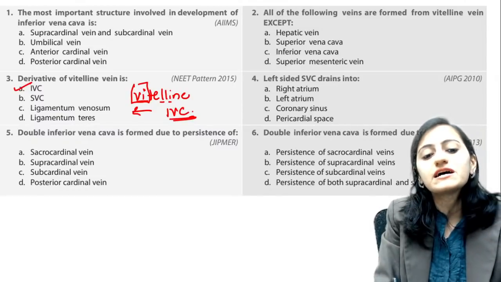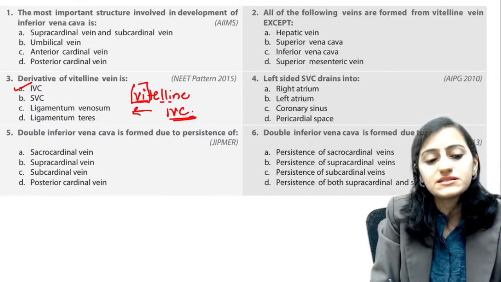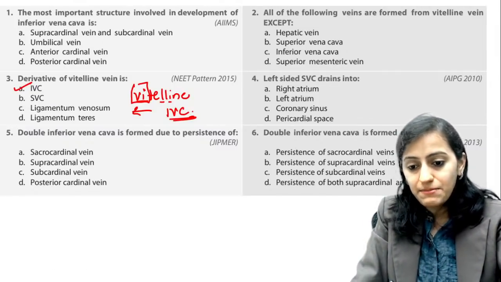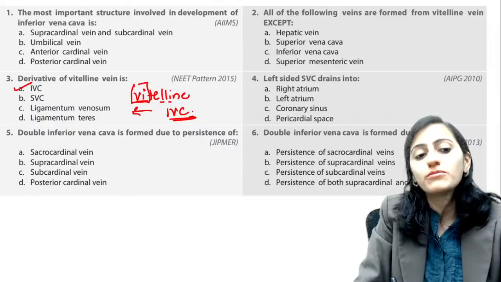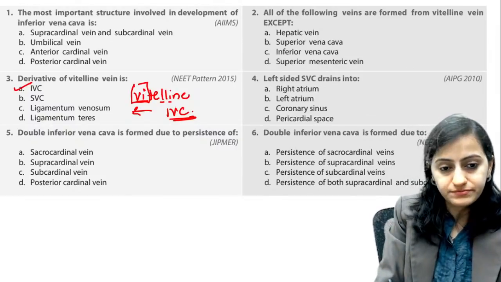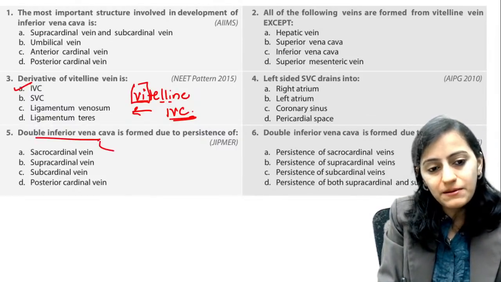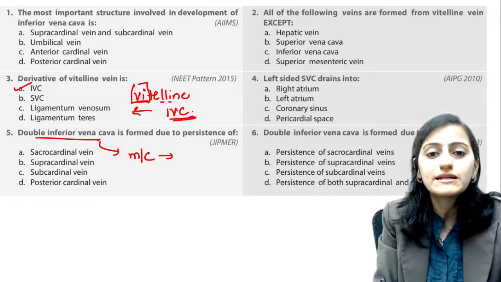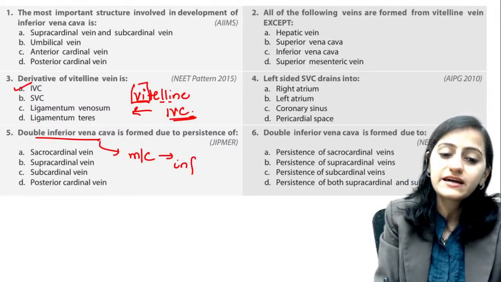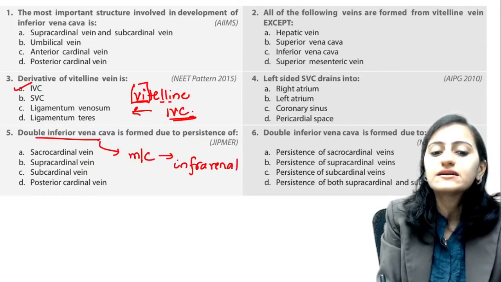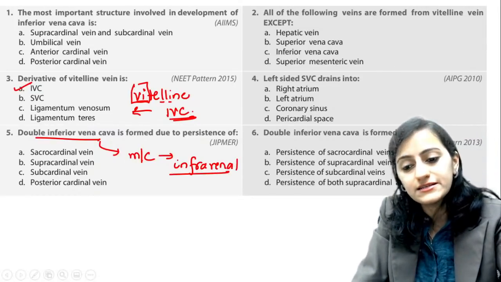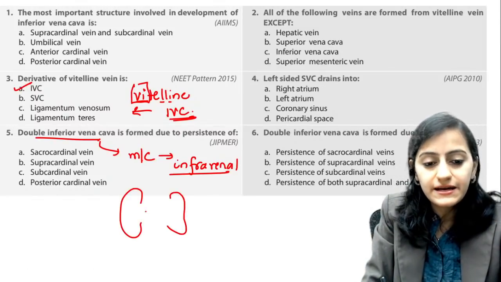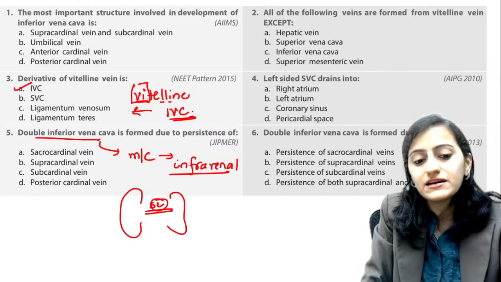Double inferior vena cava is formed due to persistence of which of the following? Now remember that this double inferior vena cava, if I tell you that it is most common location for double inferior vena cava is infrarenal location, the infrarenal. Then what will be the answer? We discussed that the renal one is the subcardinal vein.